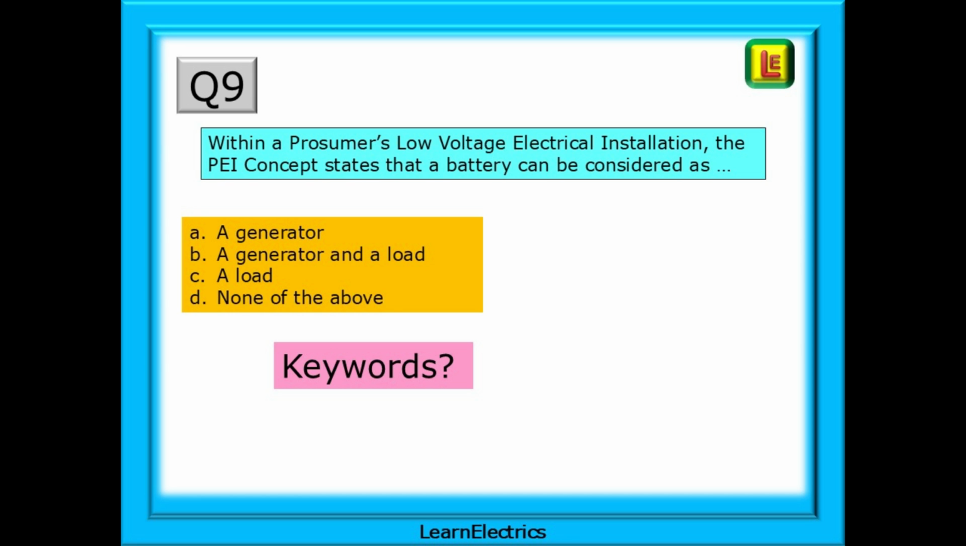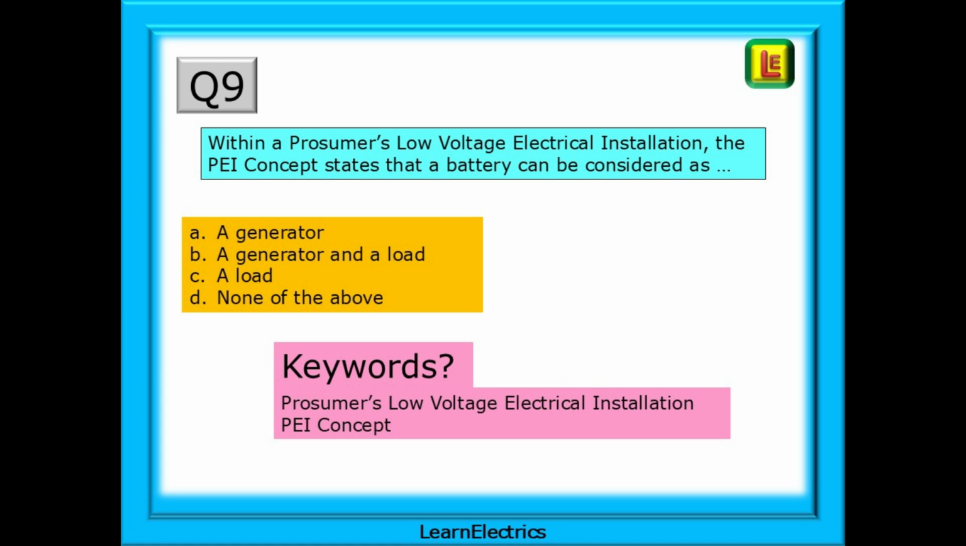Now question number 9. Within a prosumer's low voltage electrical installation, the PEI concept states that a battery can be considered as, again find the key words. The key words are prosumer's low voltage electrical installation and PEI concept. Now pause the video and find the answer.